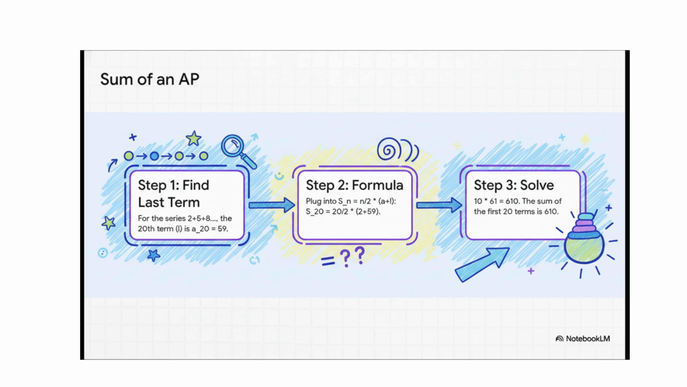So let's find the sum of the first 20 terms of the series that starts with 2 and has a common difference of 3. First, we need that last term. Using our first formula, we find out the 20th term is 59. Now we can plug everything in. 20 terms divided by 2 times our first term, 2, plus our last term, 59. That's just 10 times 61, which is 610. So much easier than adding 20 numbers by hand.